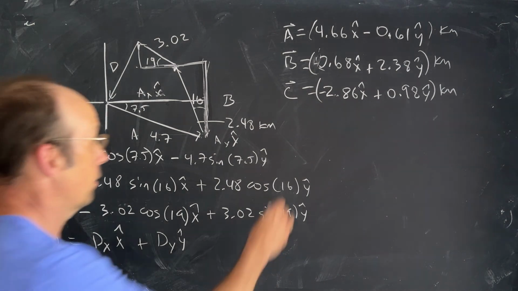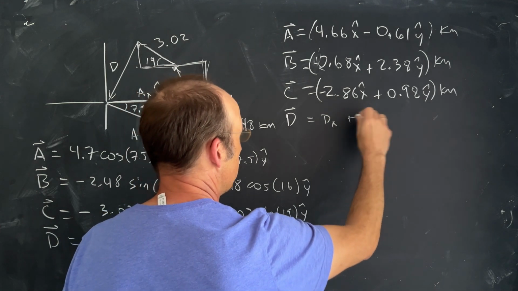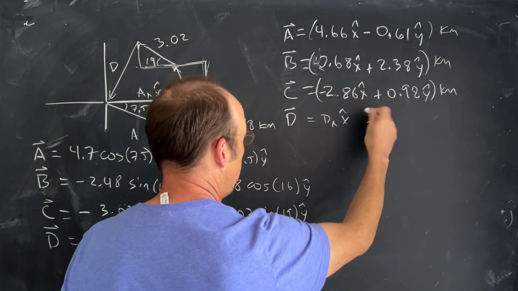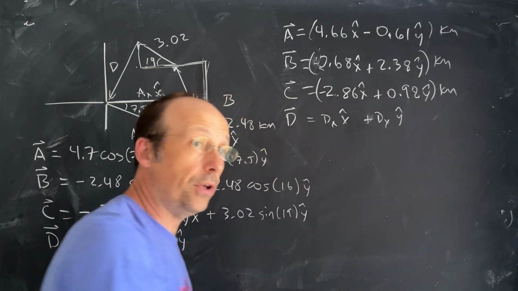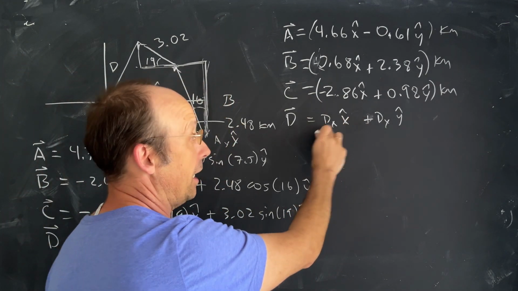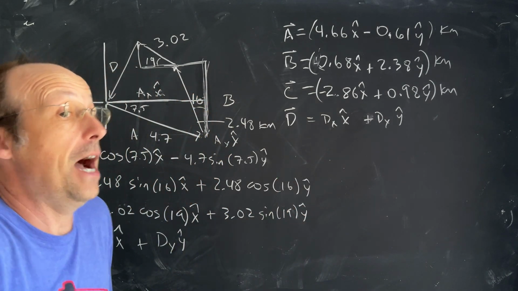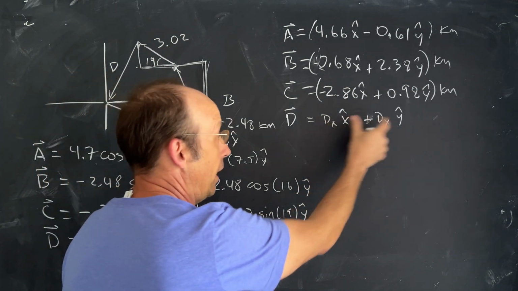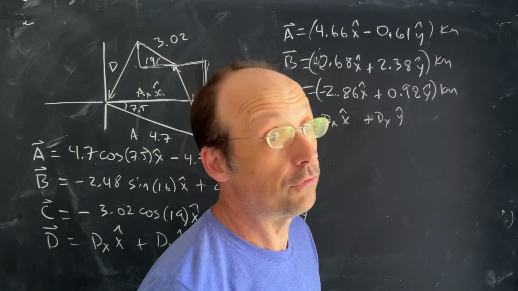D is dx x hat plus dy y hat. You have to put the x hat and y hat, right? Because if I just have dx plus dy, that indicates that they're scalars and I could add them together. But I'm not adding them together. I'm adding this vector and that vector to get a vector. And it may seem like a small thing, but it's a big thing, trust me.